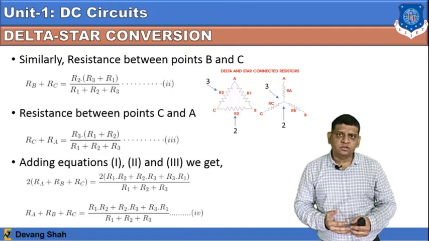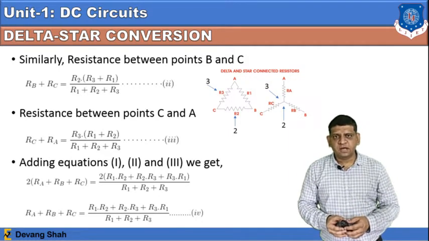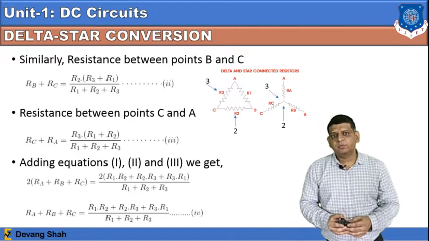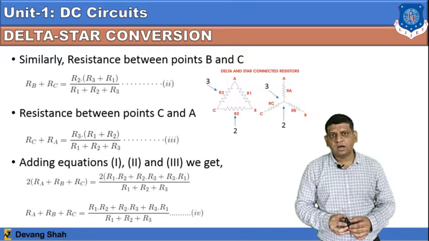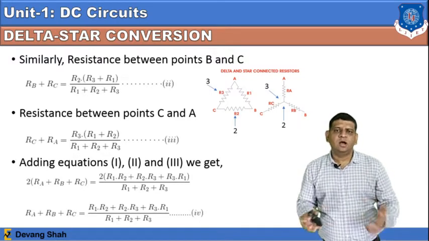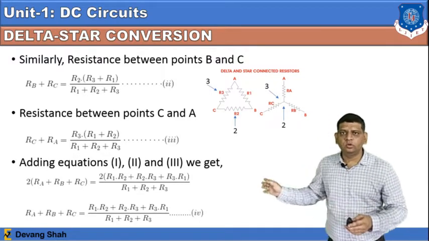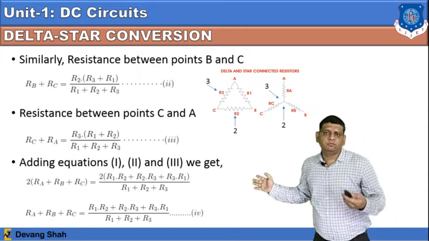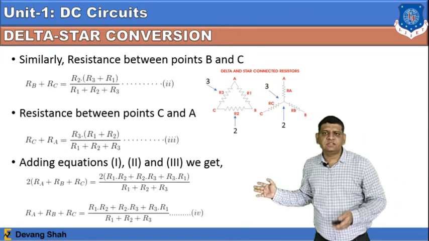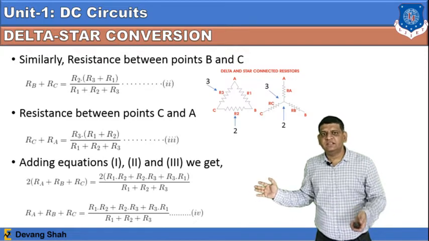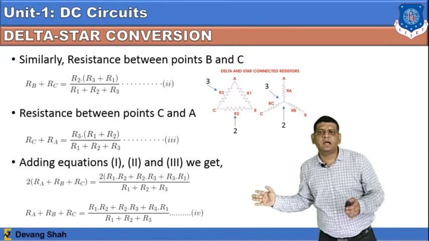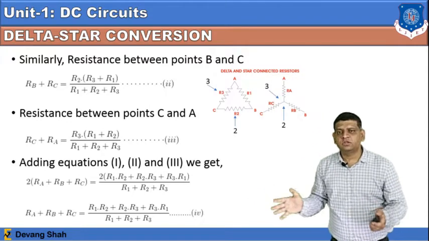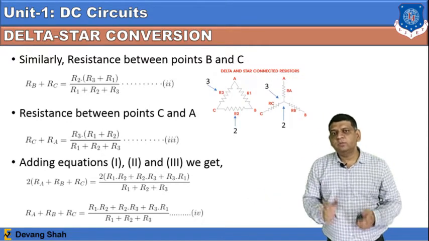If you add all these three equations 1, 2 and 3, you will find 2 in bracket RA plus RB plus RC is equal to 2 in bracket R1 into R2 plus R2 into R3 plus R3 into R1 divided by R1 plus R2 plus R3. If you cancel the 2, you will find equation number 4, which is RA plus RB plus RC equal to R1 into R2 plus R2 into R3 plus R3 into R1 divided by R1 plus R2 plus R3. That is my equation number 4. Now this is my most important equation.